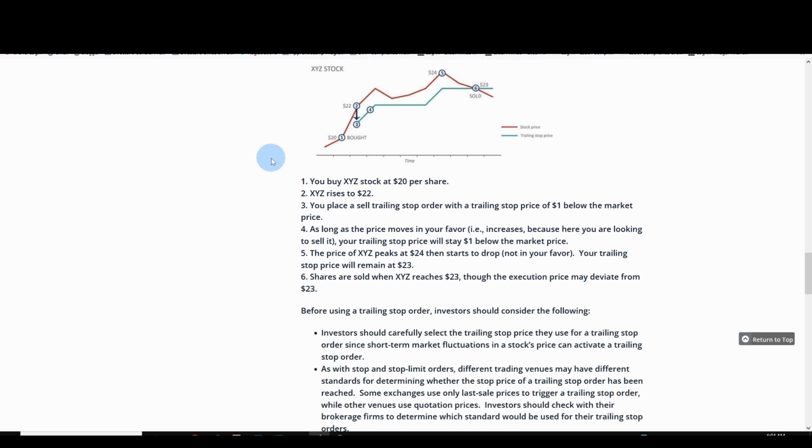Example of a selling stop price: you buy XYZ at $20 a share. XYZ rises to $22 a share. You place a sell trailing stop order with a trailing stop price of $1 below the market price. As long as the price moves in your favor, for example increases, because here you're looking to sell, your trailing stop price will stay $1 below the market price. The price of XYZ peaks at $24, then starts to drop, not in your favor. Your trailing stop price will remain at $23. Shares are sold when XYZ reaches $23, though the execution price may deviate from $23.